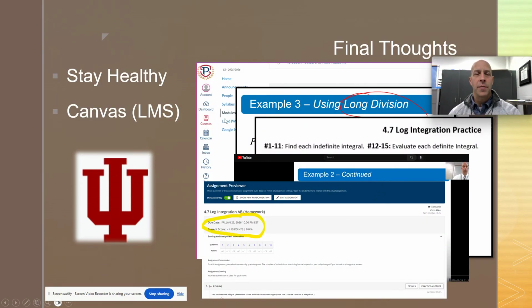And I guess I would be remiss if I didn't mention last night the Indiana Hoosiers won the national title in college football.